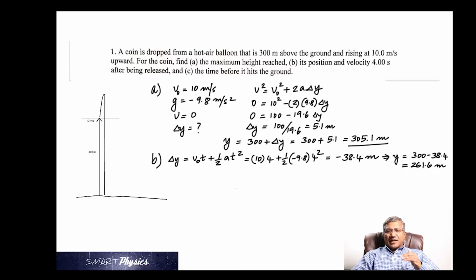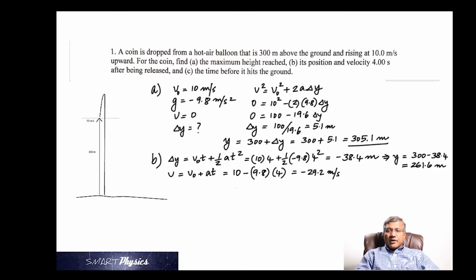Now one thing, what does that negative 38.4 meters show? It shows that in 4 seconds, the coin has already reached the maximum height and it's on its way down. That's why we get negative 38.4. So the height is less than 300 meters. That's why we got 261.6 meters. Now to find the velocity, similarly use this equation, v is equal to v naught plus at, and we will get the answer as negative 29.2 meters per second. Once again, the velocity is negative, showing that at that time the object is moving downwards.